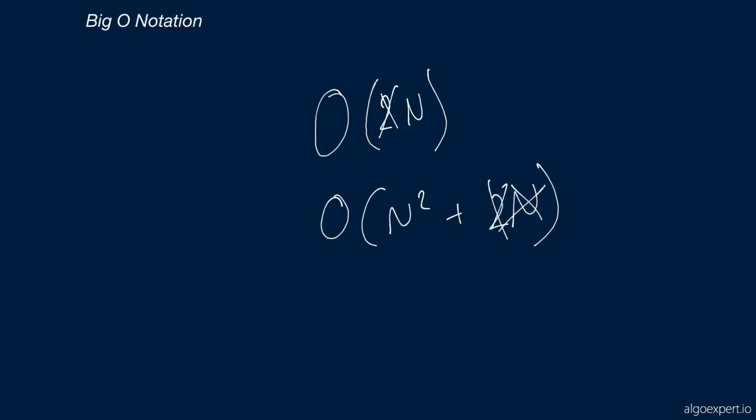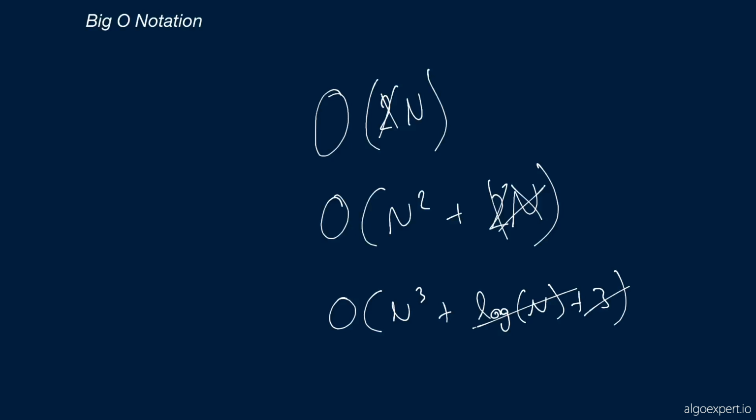If we had an algorithm that was something like O of n cubed plus log of n plus 3, once again, you would drop the log of n and the 3 because n cubed is the biggest, most powerful element.